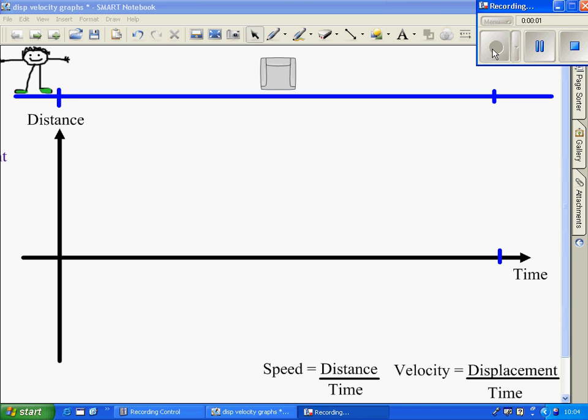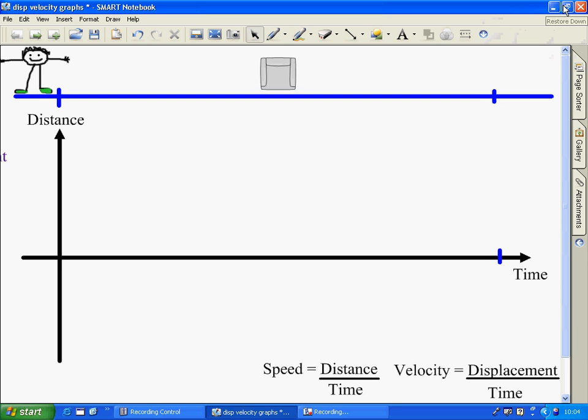Hi, welcome to this short video looking at displacement time, velocity time, acceleration time graphs.